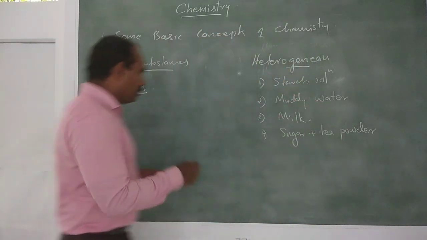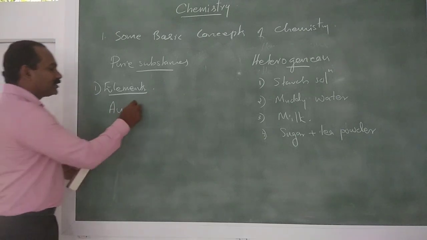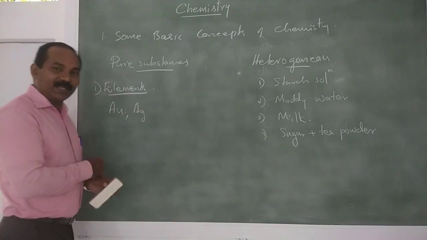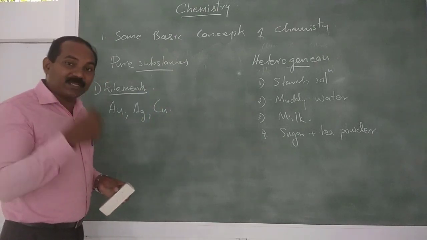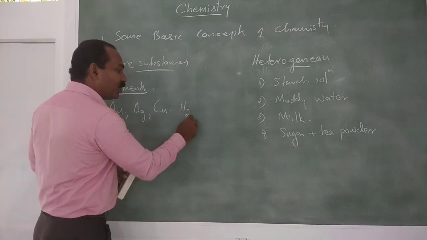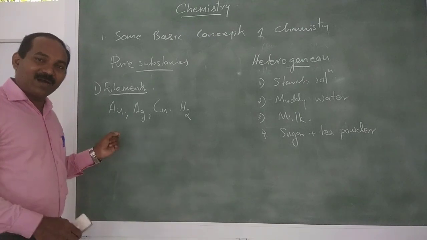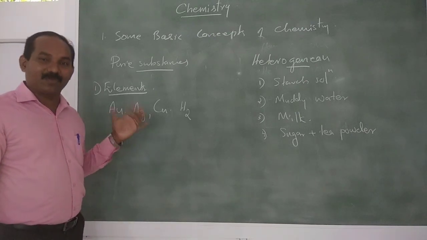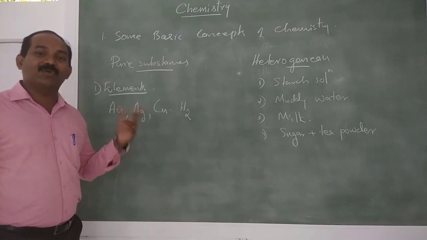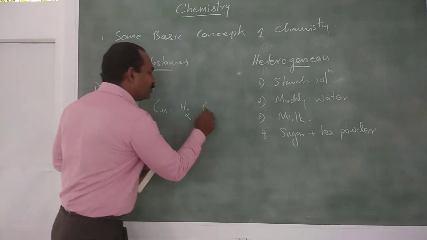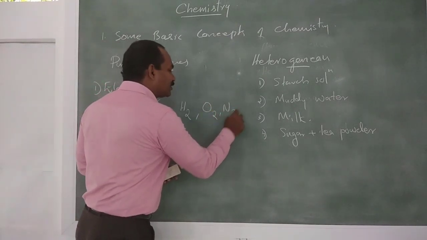For example, gold. You know that. Silver is an element. Copper is an element. Hydrogen is an element, but exists as a molecule. Are you clear? Elements are atoms or molecules. Oxygen is an element but exists as a molecule. Nitrogen is an element but exists as a molecule.